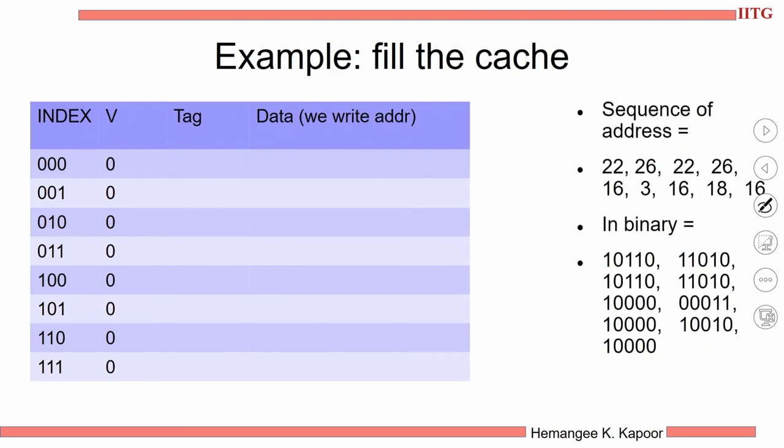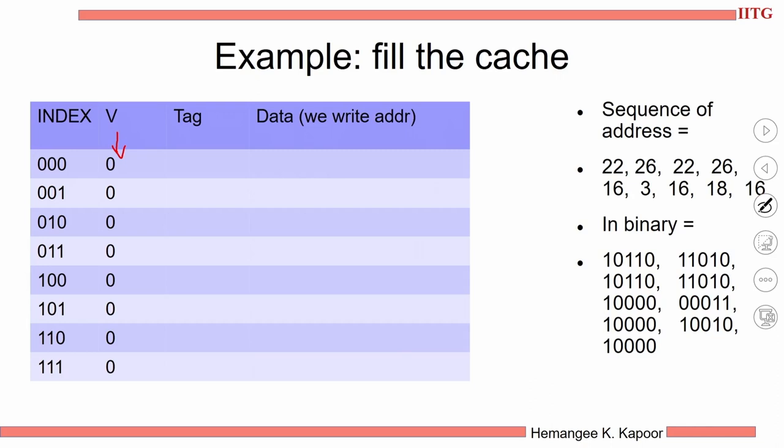So let us start filling this. I'll do a few and you can pause the video and do it for yourself and then check the answer. So I'll start with an empty cache, and the cache is empty and hence the valid bits are all 0, if you can see it here. Okay, we'll start with the first address.